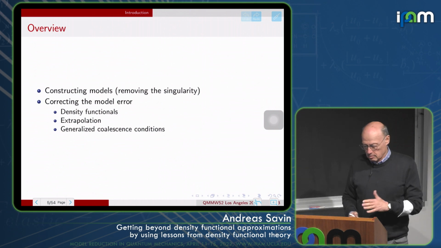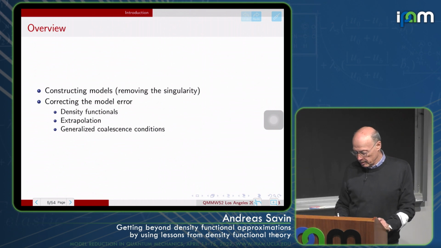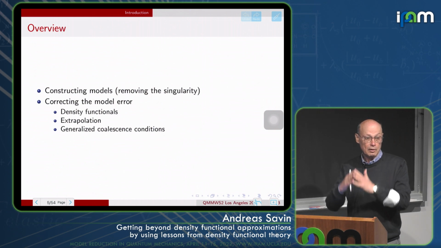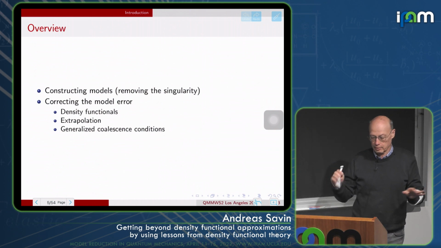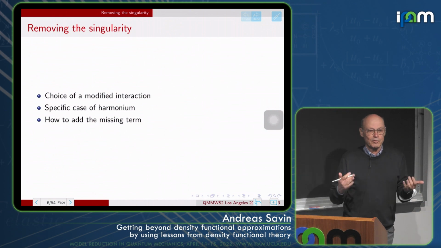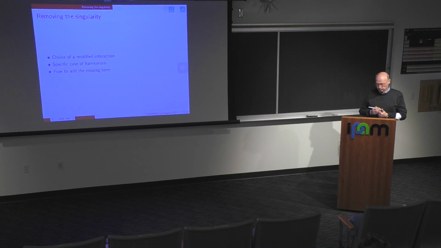So now the plan is just what I said. First, how to remove the singularity. And then these three different ways to correct some errors of the model, so how to get to the Coulomb interaction from this fictitious interaction. In removing the singularity, the problem is how to choose it. Then I will speak about the harmonium, and how this indicates to us how to add what is missing.